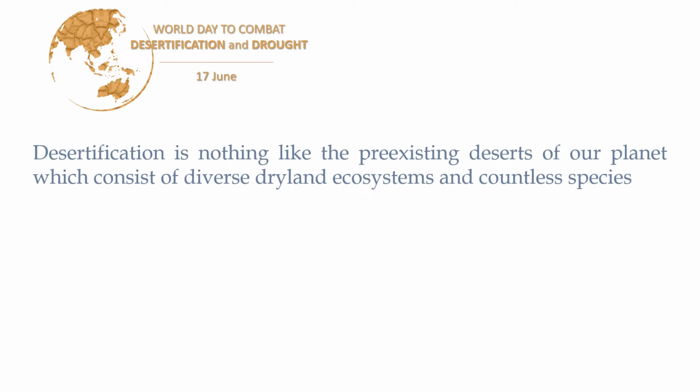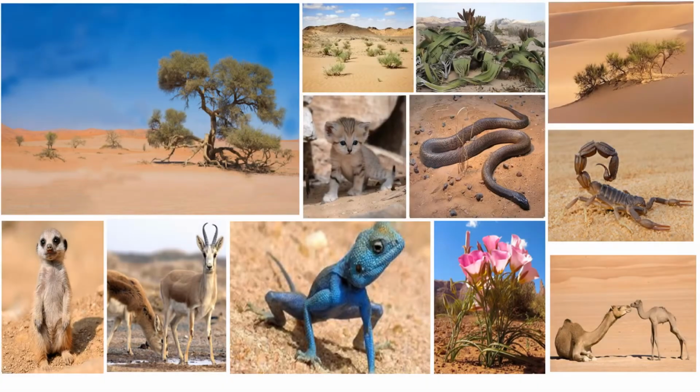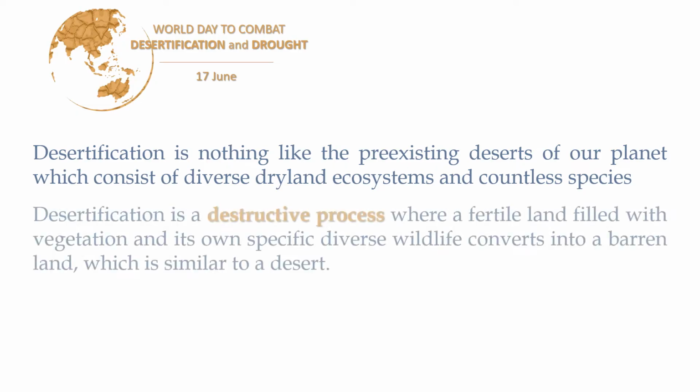Desertification is nothing like the pre-existing deserts of our planet, which consist of diverse dryland ecosystems and countless species. Desertification is a destructive process where a fertile land filled with vegetation and its own specific diverse wildlife converts into a barren land, which is similar to a desert.